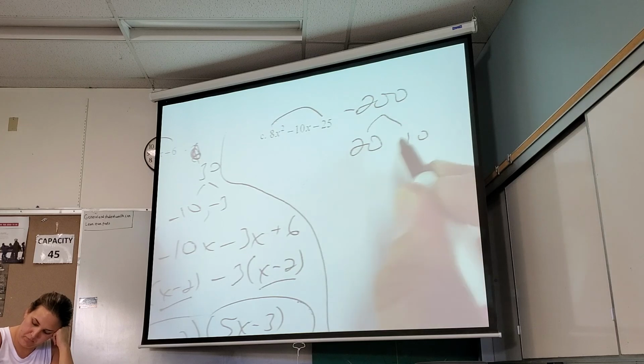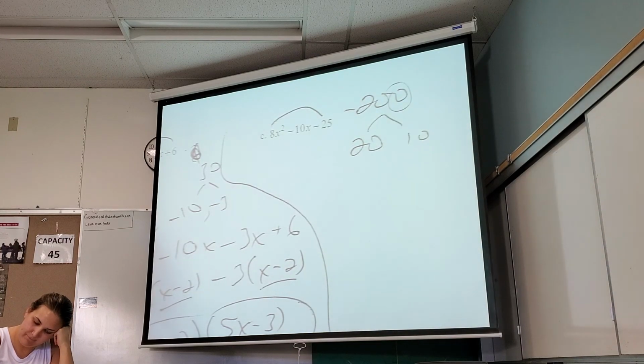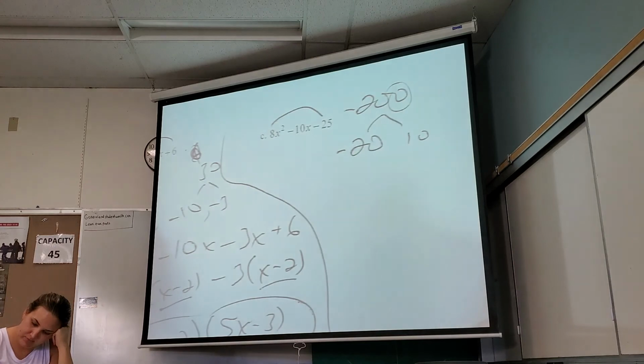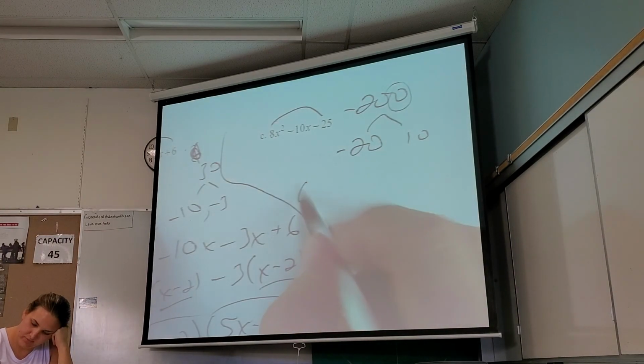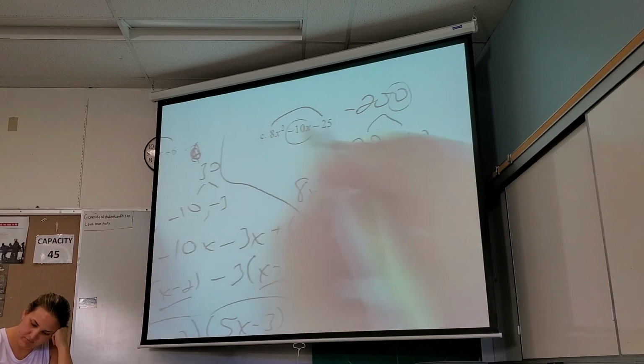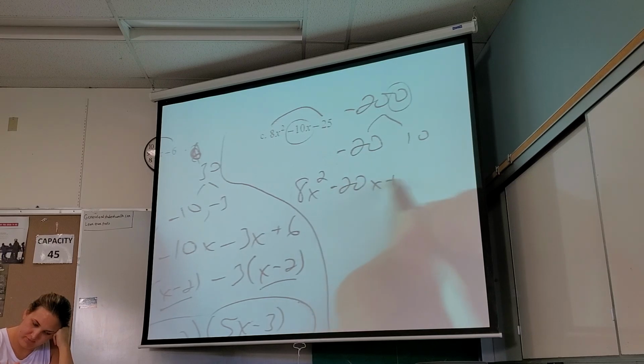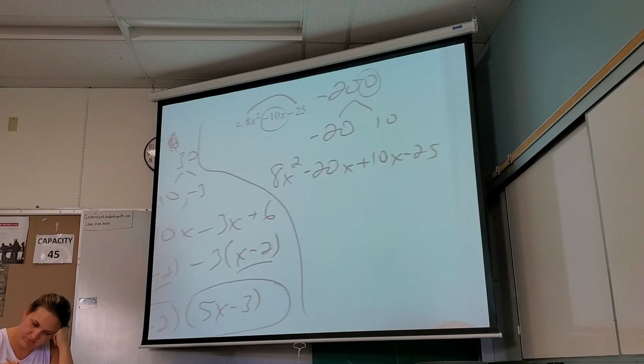Again, it's not always going to work, but if I see something ending in a 0, I'm going to try 10 times something first. And if it doesn't work, then I worry about it. Which one's got to be negative? 20. So then I write it, 8x squared, and I'm going to rewrite the middle like that, and then I can just group.